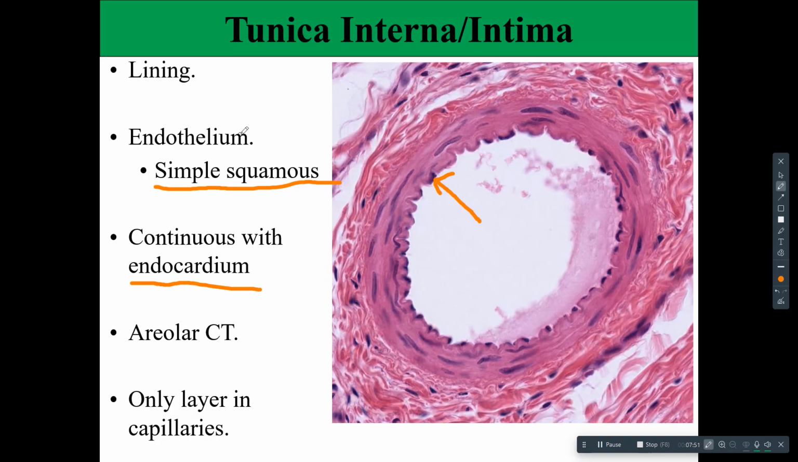Now, underneath that endothelium, there is a little bit of connective tissue, a little loose connective tissue supporting it. And by the way, this is the only layer that is found in capillaries. So remember, the job of capillaries is exchange. And so it makes sense that it's just going to have one layer, easy for things to get through.